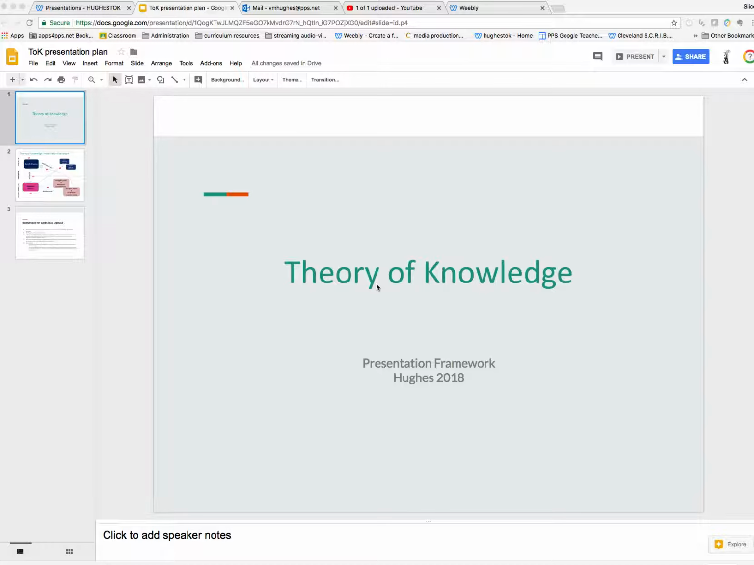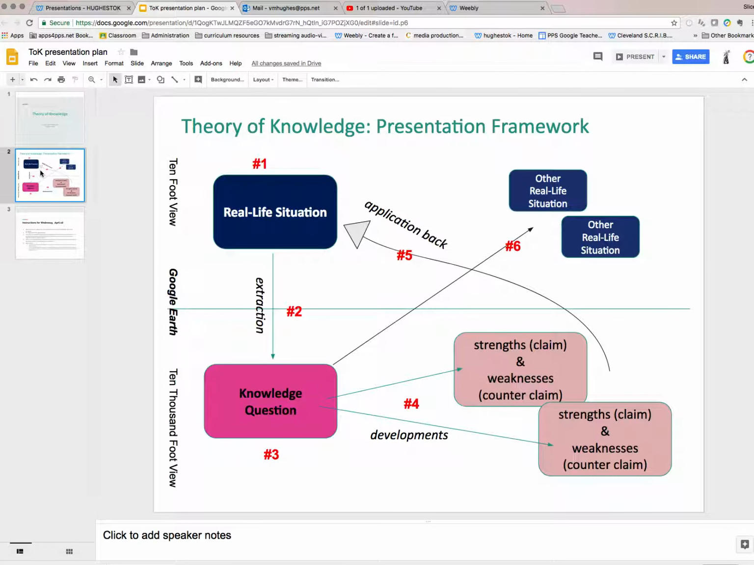Anyway, this is the slide deck that's also accessible on the class website, and I'm going to focus on this page here. This is the handout essentially that you have, albeit slightly in reverse order. So when I made the handout that has the stars on it, I started with the real life situations down here, and then I went up into the theory of knowledge world and the 10,000 foot world. So this is just in kind of the opposite order, but it's exactly the same process. Let me walk you through it.